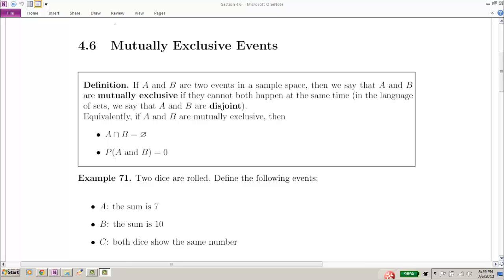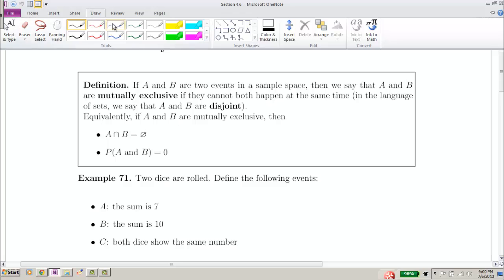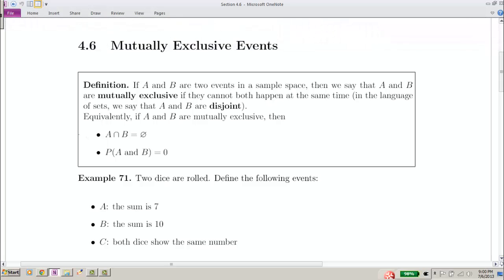In this section, we're looking at mutually exclusive events, which just means that they can't both happen at the same time. So if one of them happens, we know that precludes the possibility that the other could occur. In the language of set theory, we would say that the events A and B are disjoint, so they mean the same thing. Another way to write this out would be that the intersection of A and B is empty, and that the probability of A and B is 0 because they can't both happen at the same time.